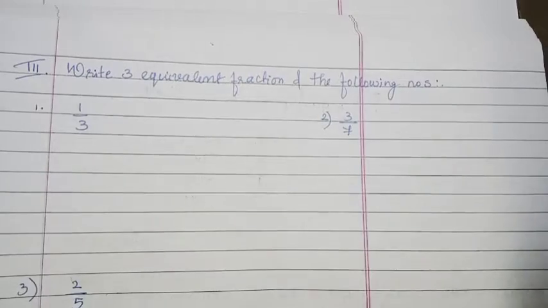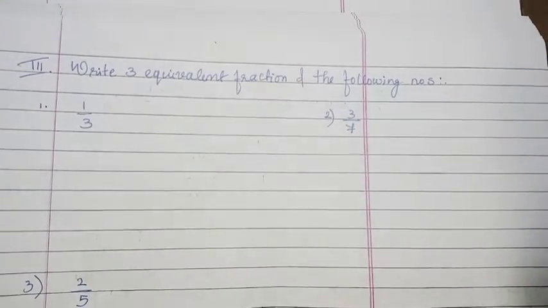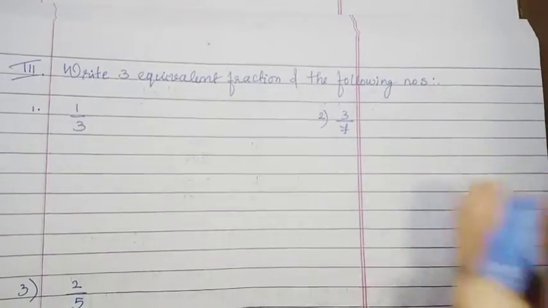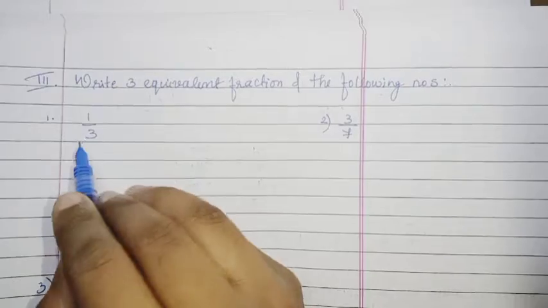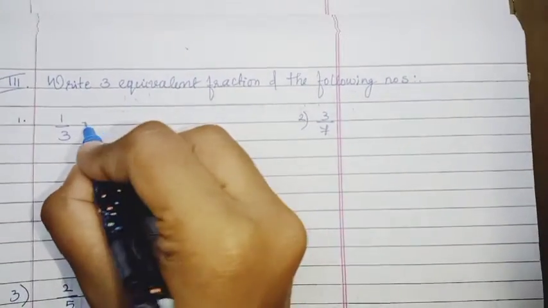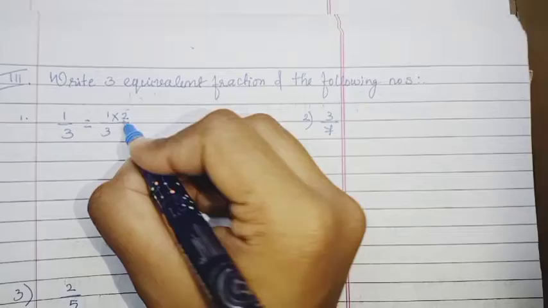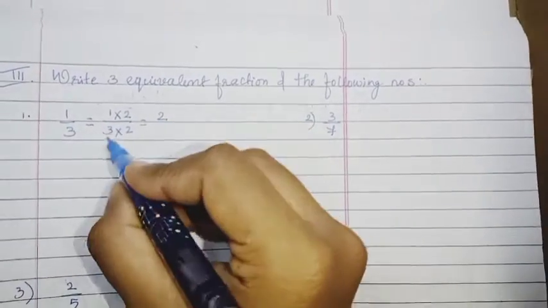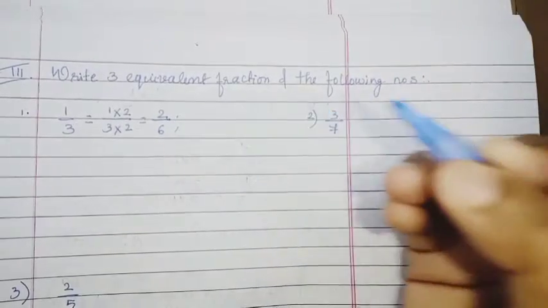Put the third sum. The first sum was the tabular column of fractions. Then the second sum is the comparison. The third sum, what we are writing in this chapter, is write three equivalent fractions of the following numbers. We have to find out three equivalent fractions. The first question is 1 by 3. So 1 by 3 can be multiplied by 2. 1 2 is a 2, 3 2s are 6. So 2 by 6 is one equivalent fraction.